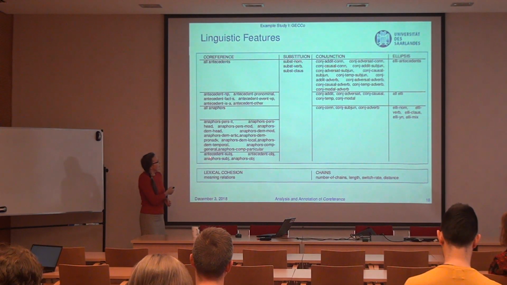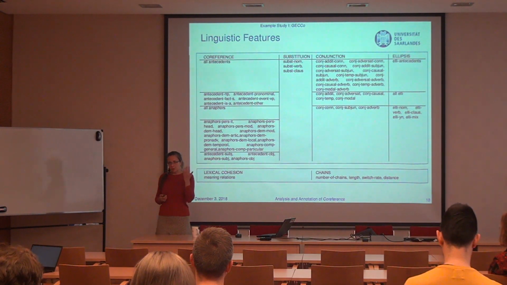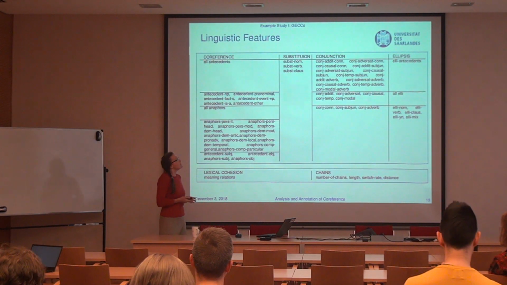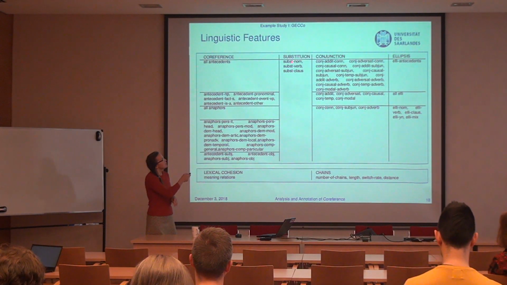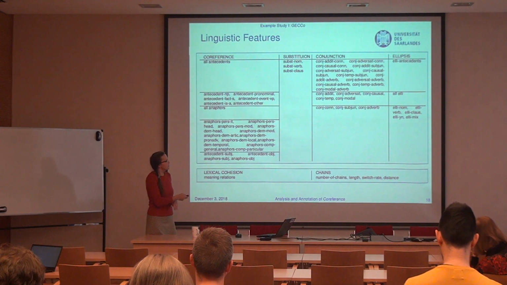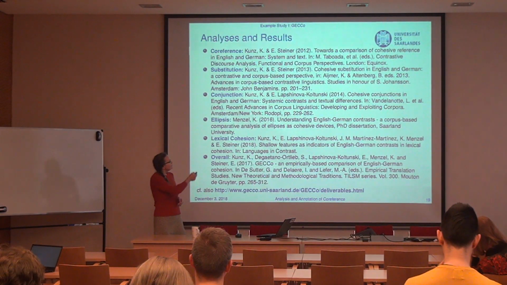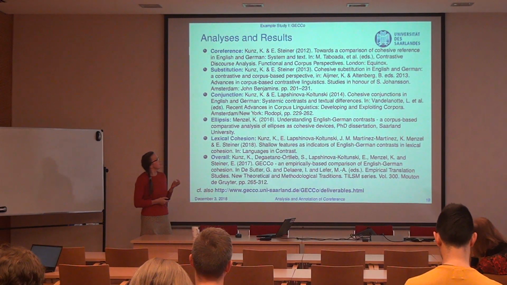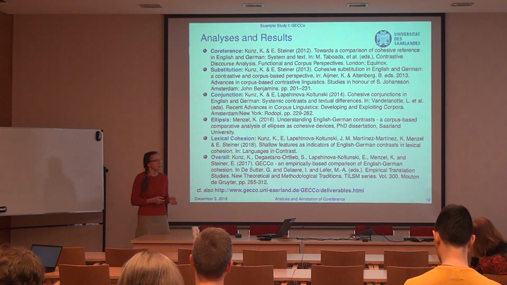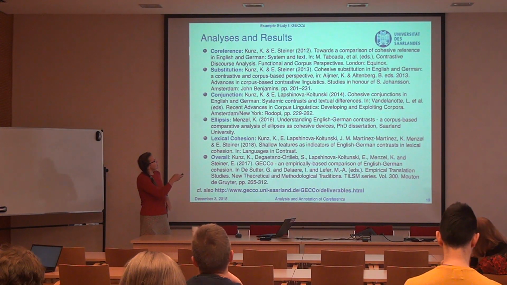anaphors, and antecedents or anaphors being a subject and an object. So these are linguistic features of members of coreferential chains, and the same for substitution, conjunction, ellipsis, and lexical cohesion. We had a great number of different features that we used for the analysis, and there are many results, as I mentioned, because it was a project which ran 5 years, and I'm not going to go into detail. If you're interested, we can talk about it later.